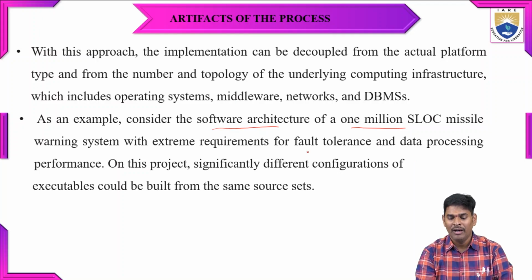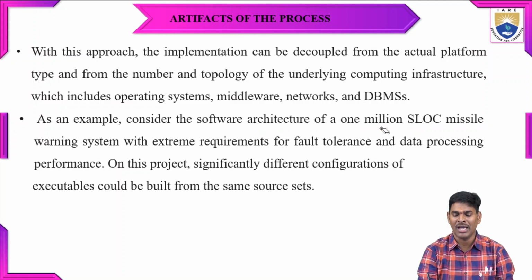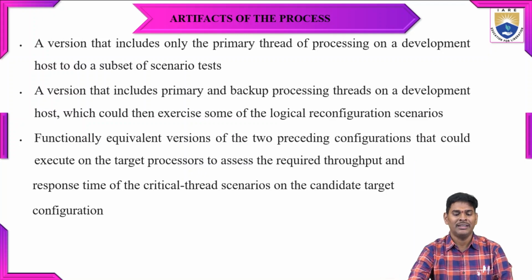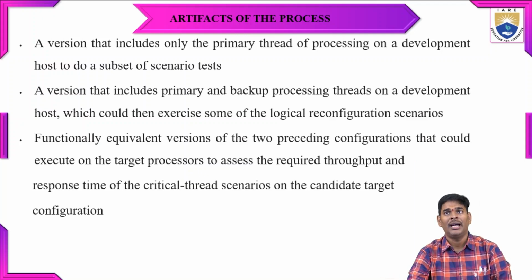And we require fault tolerance, meaning whenever an error happens, it has to be repaired automatically, and transmit the information from one point to another point, and also have data processing performance. The data processing performance has to be improved when we have a very lengthy source line of code. And also we need to use different types of configurations for the executable for the same source sets here. And also we have seen that versions can differ, and we need to check what threads of processing can be used for the subsets of the scenario.